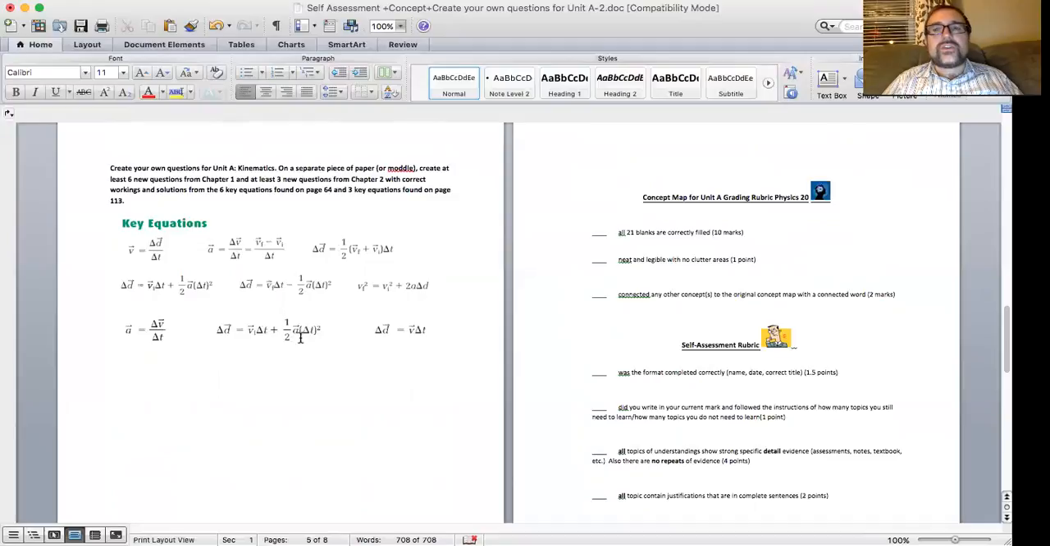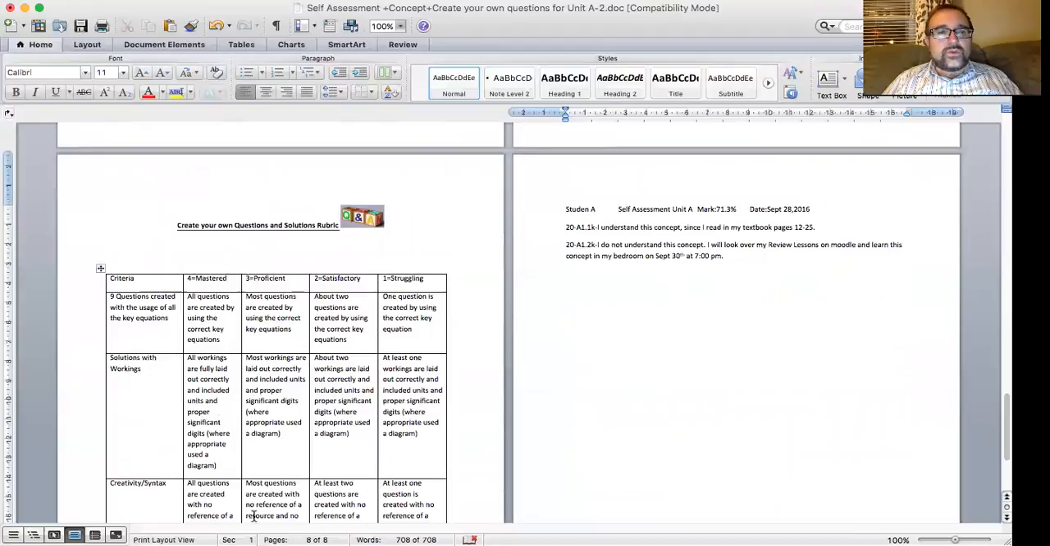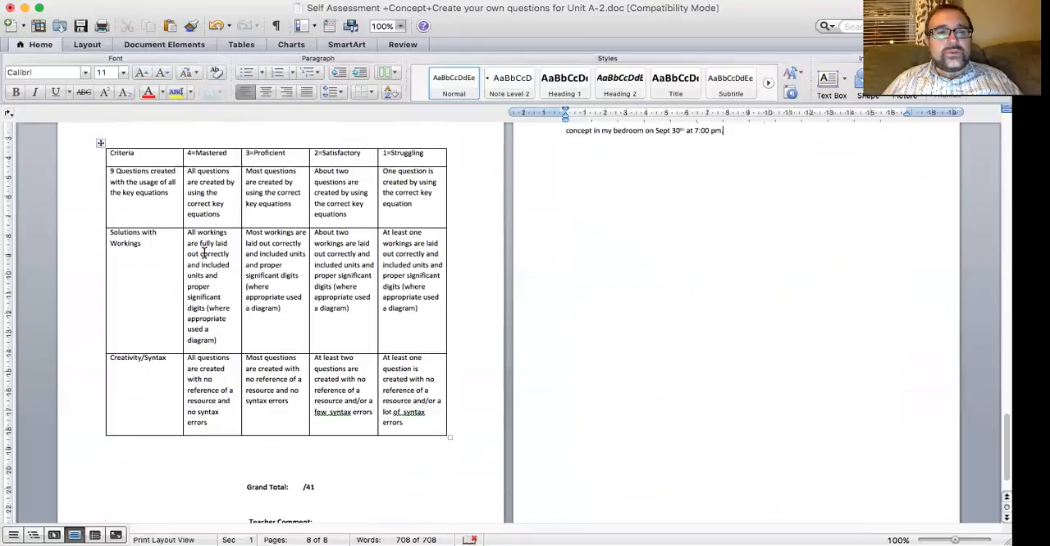Your goal is now to make new questions. When you make these questions, keep in mind, look at your rubric, because you need to also include workings with units and proper significant digits. So the workings will provide the solutions. Don't forget, I'll be looking at how creative you are. And keep in mind, that means creative in the sense of making it interesting. So keep that in mind. I'll be looking for that, and keep in mind grammar and spelling mistakes will be looked at too.